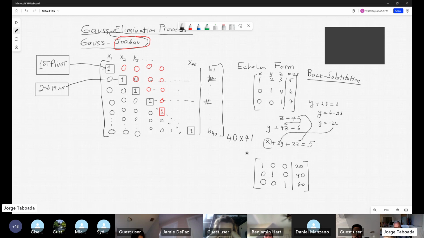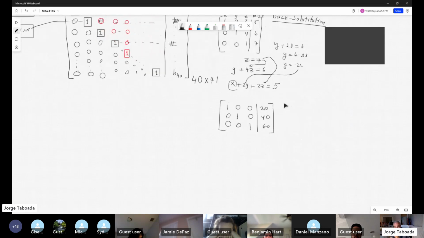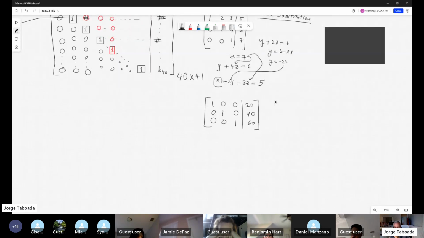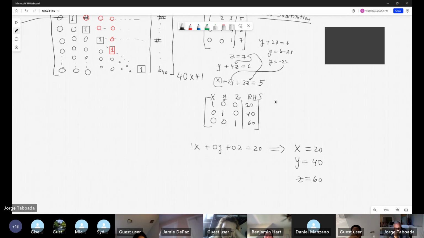Guys, we don't solve anything so far. I tried to explain the algorithm. So now if you translate the matrix language to the equation, wow, this is the x column, the y column, the z column, and this is the right-hand side number. The first row is 1x plus 0y plus 0z equals 20. This is equivalent to saying x equals 20 because the rest is 0. And likewise, y is equal to 40 and z is equal to 60. End of the story. We finished this.